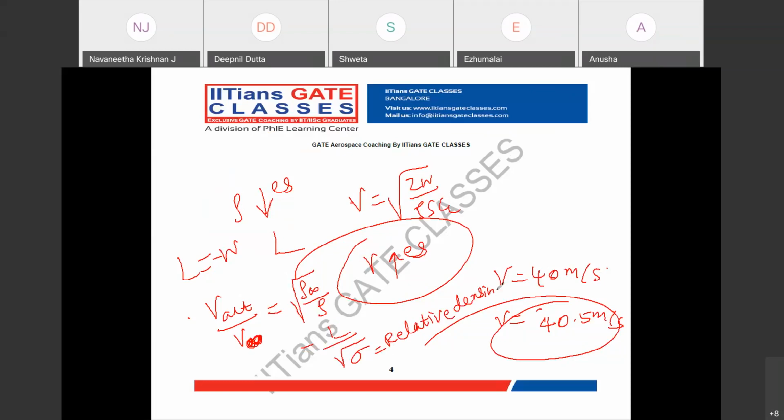In fluid mechanics, relative density is defined differently: density of liquid divided by density of water. But here, we call the density at any altitude divided by density at sea level the relative density. So as altitude increases, density decreases, thereby my velocity increases. This is the first condition.